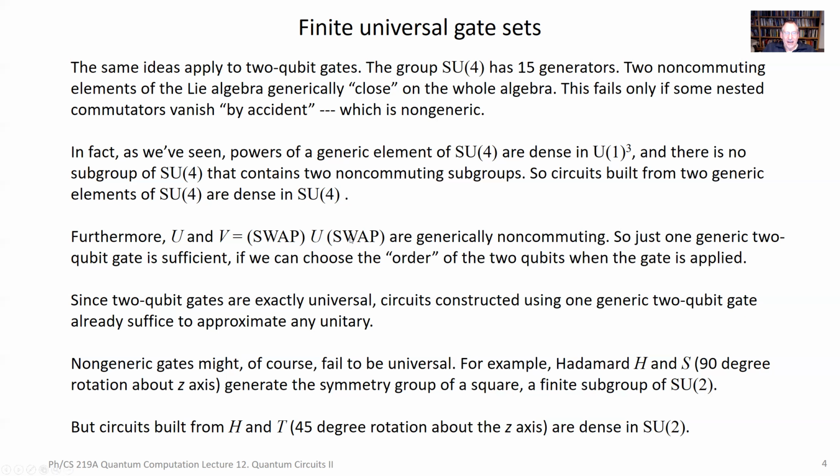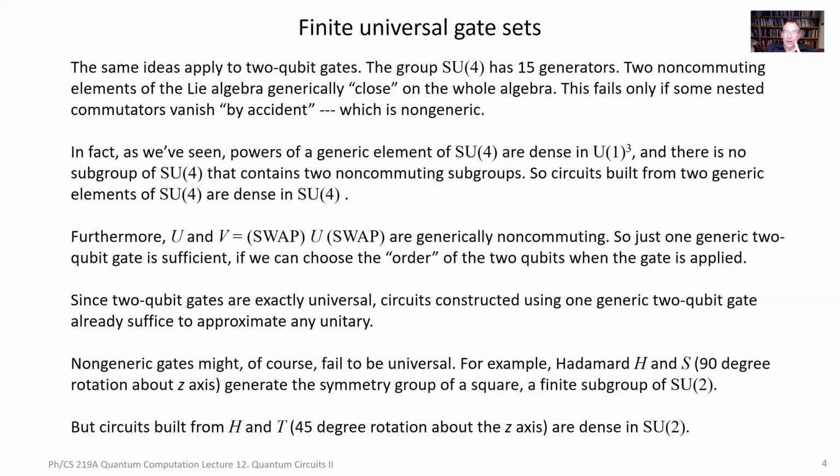Or another way of saying it is if I swap the two qubits and then do U and then swap again, I get some other unitary, and generically it's not going to commute with the original unitary U. V and U will be non-commuting. So just by conjugating by the swap, given one generic unitary, I get another unitary that it doesn't commute with, and now with those two unitaries, I'll be able to generate everything in SU4.